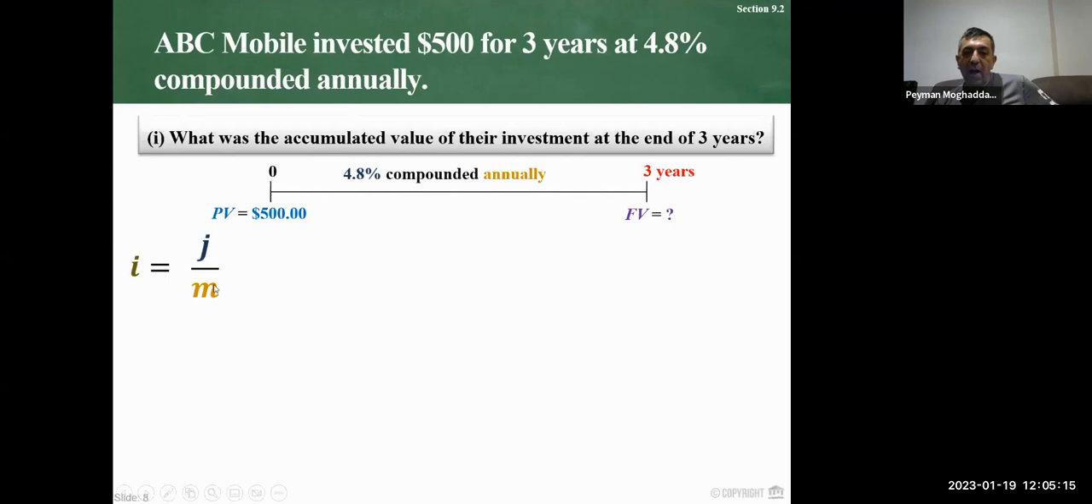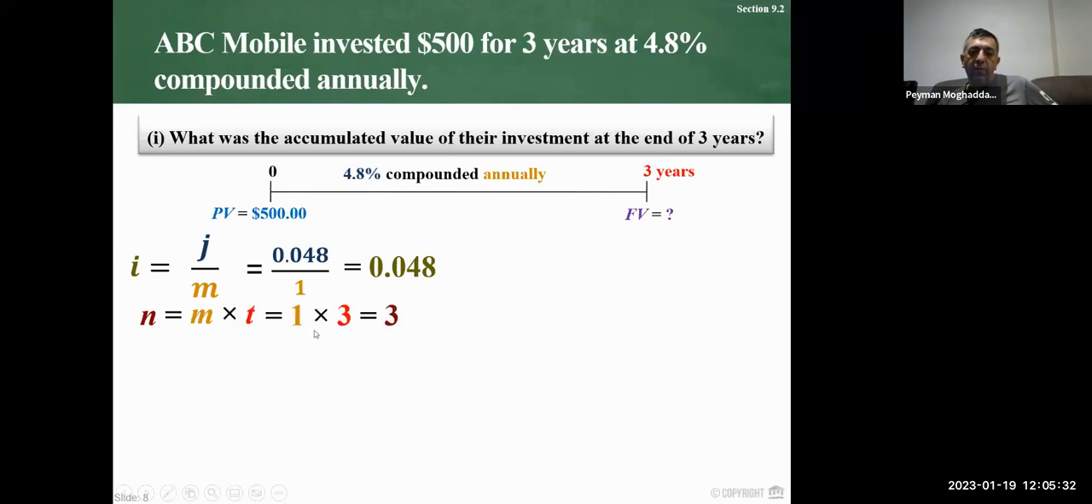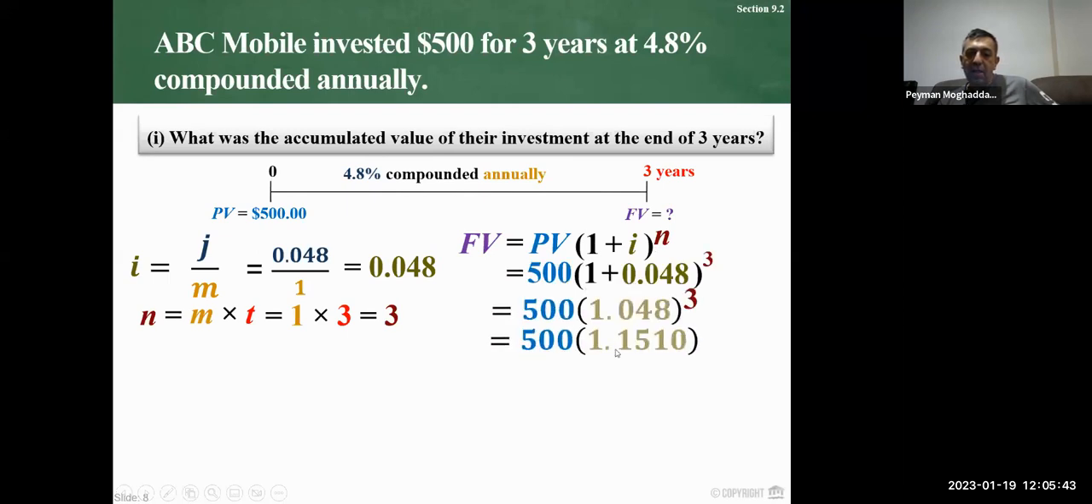I equals J divided by M. J is 4.8% divided by 1. It's going to be 0.048. And then N, the number of compounding periods, is going to be M multiplied by time. M multiplied by 3 is going to be 3. So now the future value is going to be the present value, which is 500, times 1 plus I to the power of N. You can put that in your calculator and you end up with this number, okay?